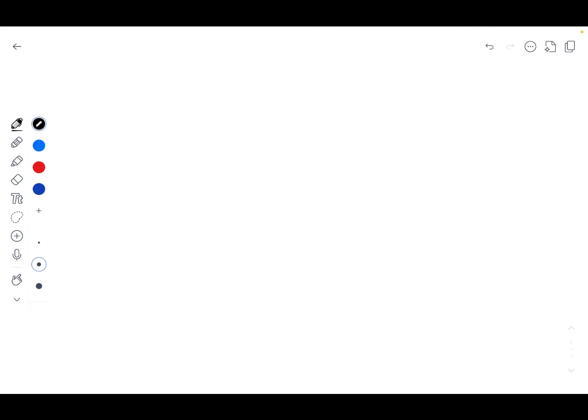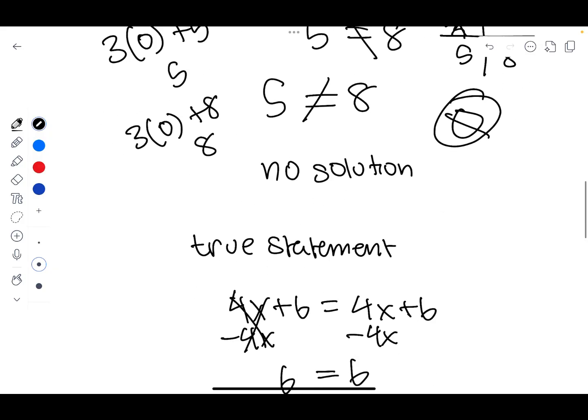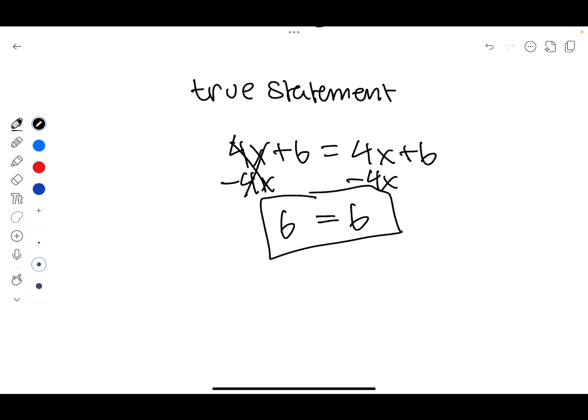Next, what if you get a true statement instead? A true statement is like this: 4x plus 6 equals 4x plus 6. When you subtract 4x from both sides, again, the x's cancel out. So you're left with 6 equals 6. However, this one's different from the last one because this one is actually true. No matter what x is in this equation, 6 would always be equal to 6.